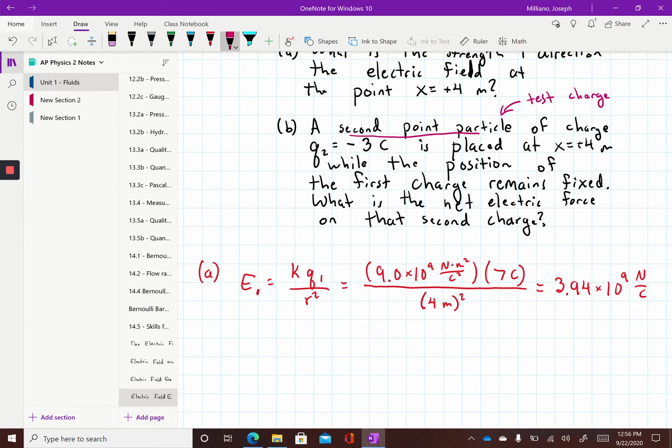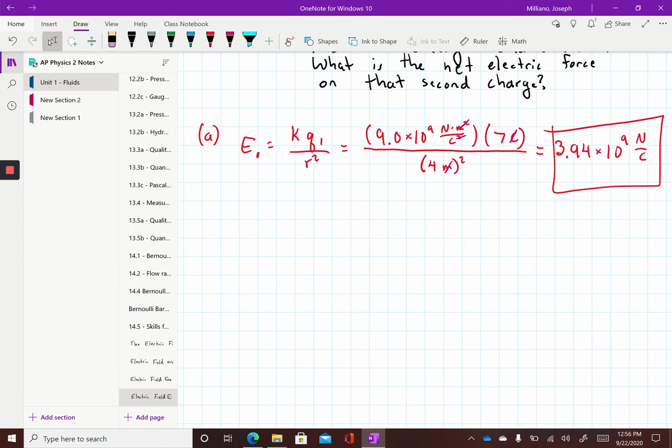Let's check those units real quick. Meters squared will cancel with meters squared. Coulombs squared, one of those two will cancel with this coulombs. We're left with newtons per coulomb overall. So those units check out. So we've got the strength and direction of that electric field.